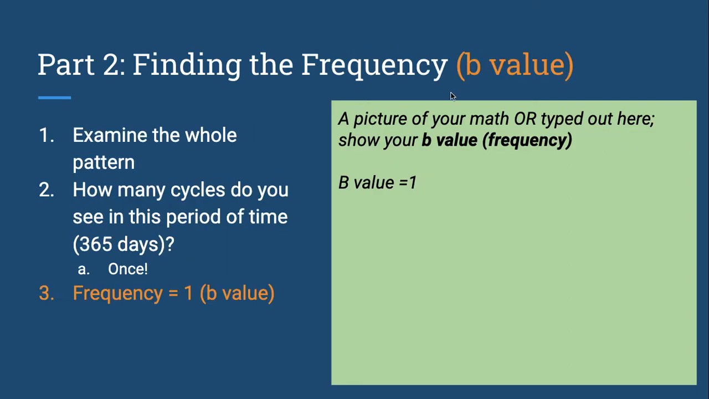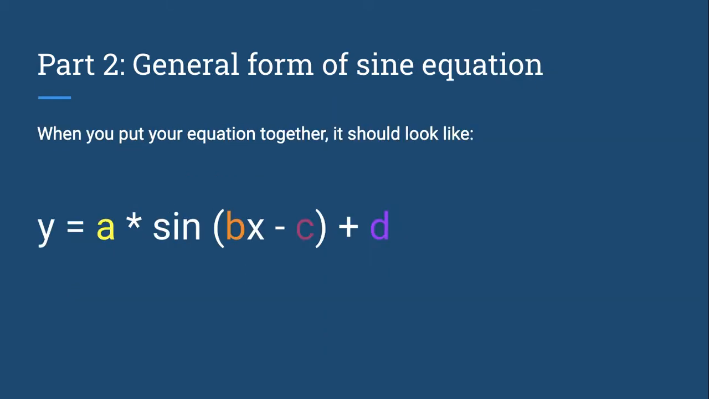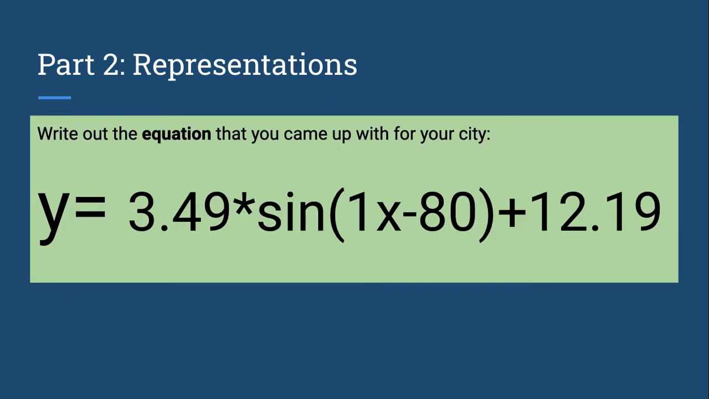The frequency, the B value, is always going to be 1 because there's only one rotation on Earth that completes the sun every 365 days. The frequency for all of the cities will be equal to 1 because one rotation around the sun is how we define our year. And with this formula, this is the equation I got.